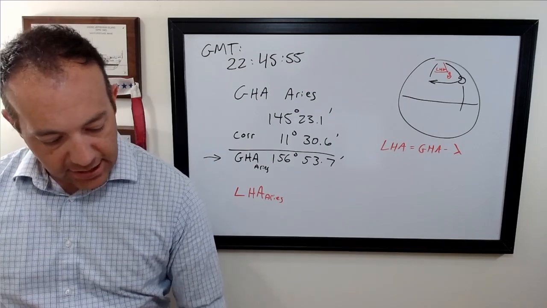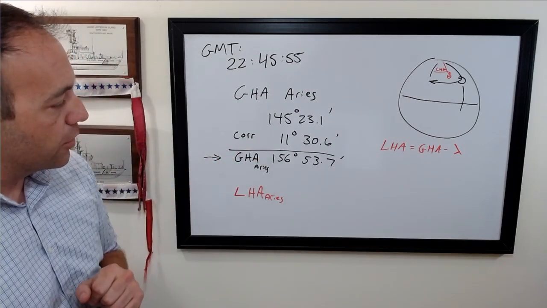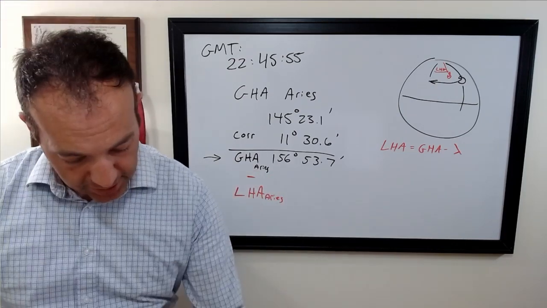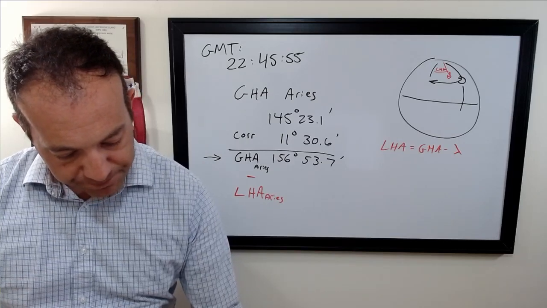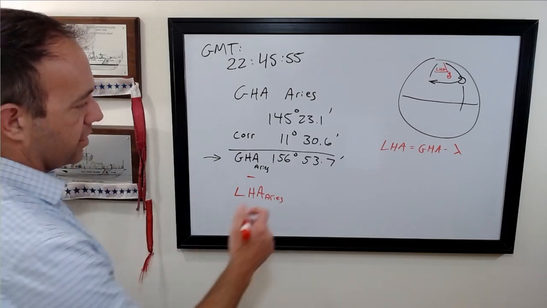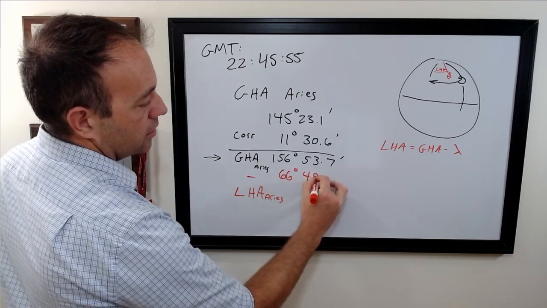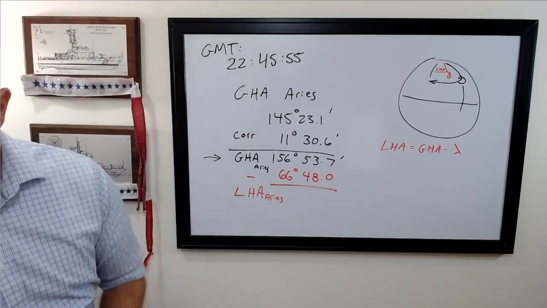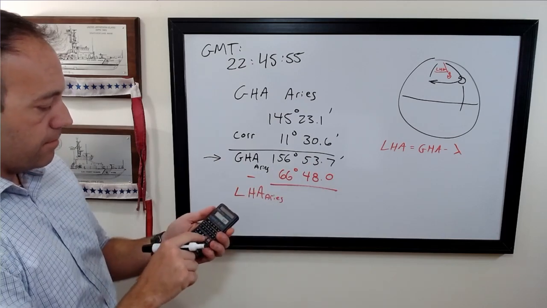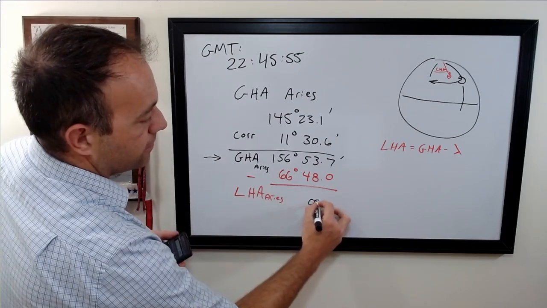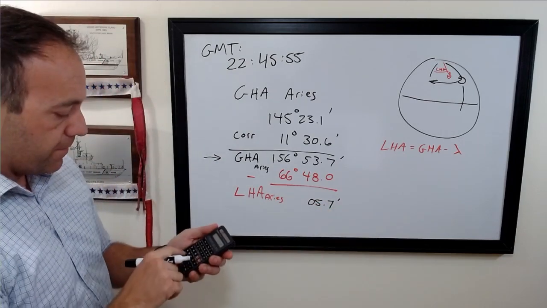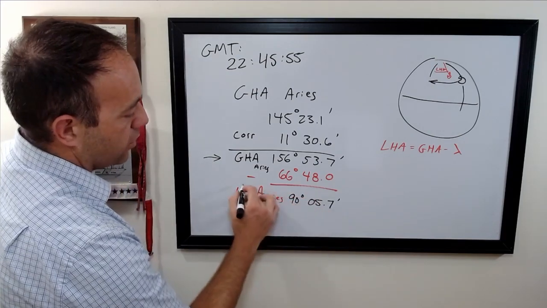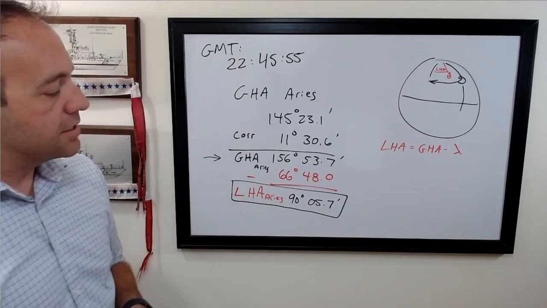All right, so if we take the GHA, 156 53.7, and we subtract our longitude, which I erased off the board, sorry, but it should be listed in the problem there. 66 48 was our longitude, right? We're going to get the LHA of Aries. All right, so 53.7 minus 48 gives us 05.7 minutes. And then 156 minus 66 gives us 90. So our LHA of Aries is 90 degrees 05.7.